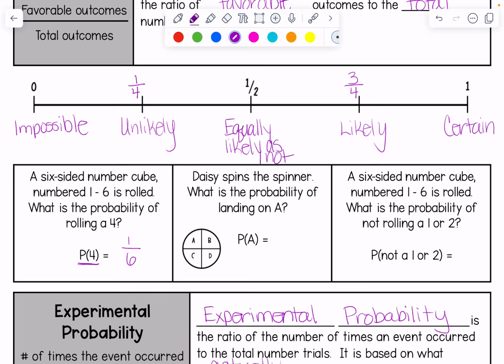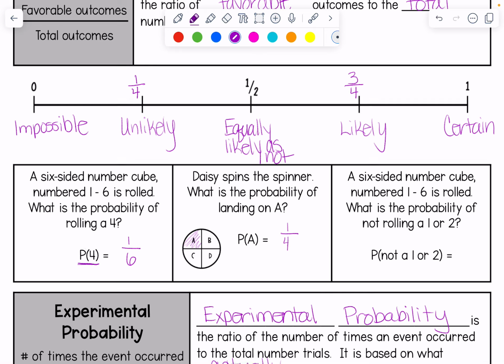Daisy spins the spinner. What's the probability of landing on A? Here we have 4 outcomes that are all equally likely to happen. And so there's one favorable outcome, that's an A, out of the 4 possible outcomes.